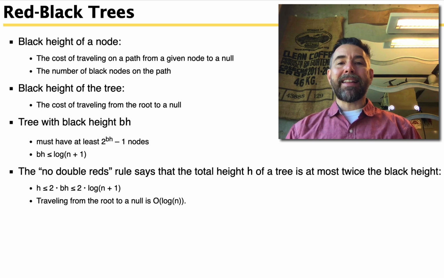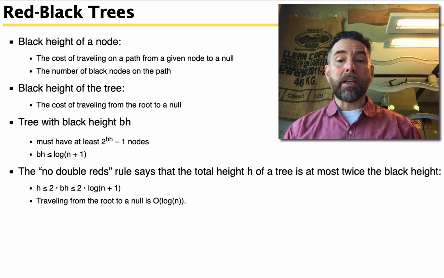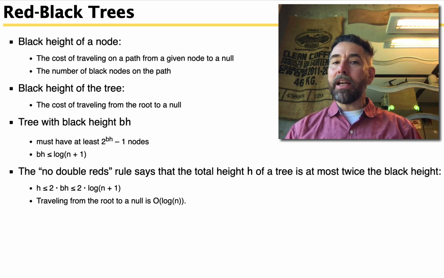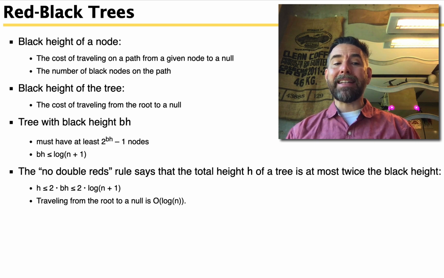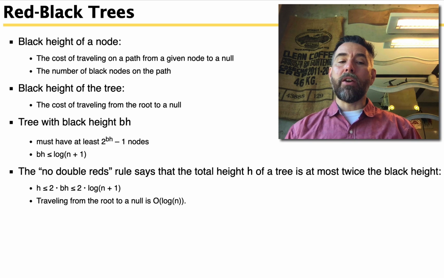Because what it says is that the total height of our tree, H, is going to be at most twice the black height because we can never have more than 1 red node for every black node. And so that means that the height of our tree is going to be less than or equal to 2 times the black height of our tree. And from our previous constraint, we saw that black height is going to be less than or equal to log of n plus 1. And so we know that 2 times the black height of a tree is going to be less than or equal to 2 times log base 2 of n plus 1.